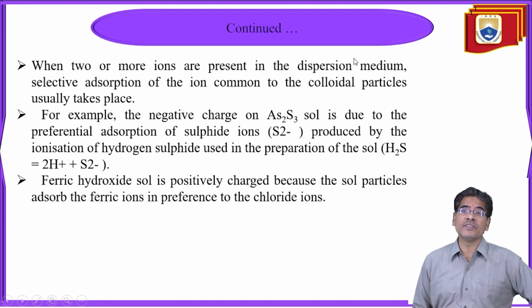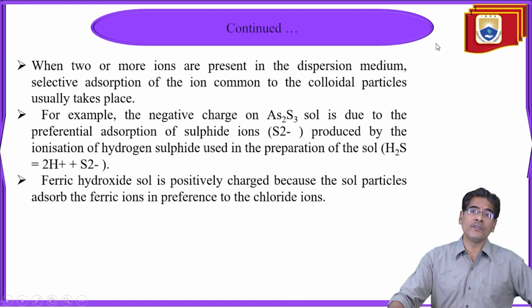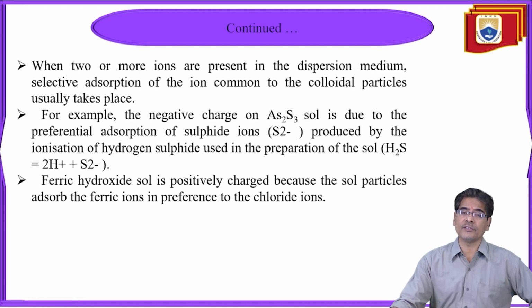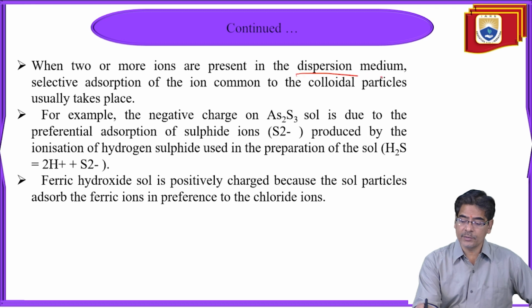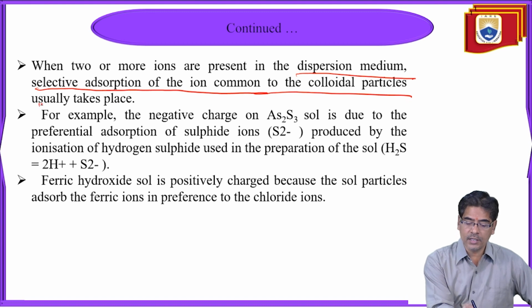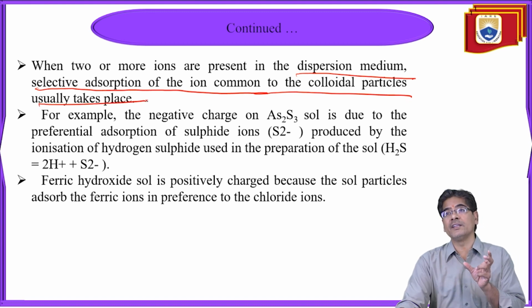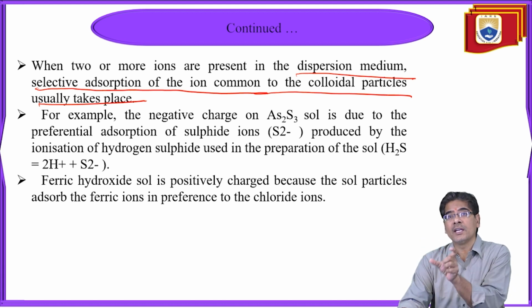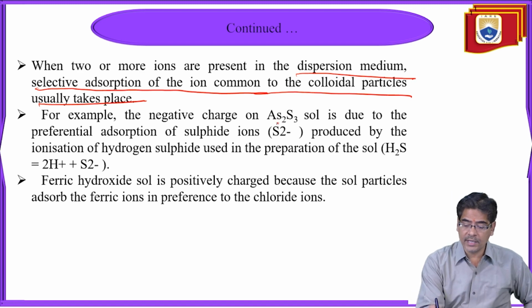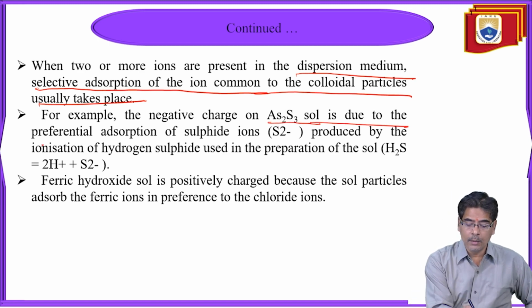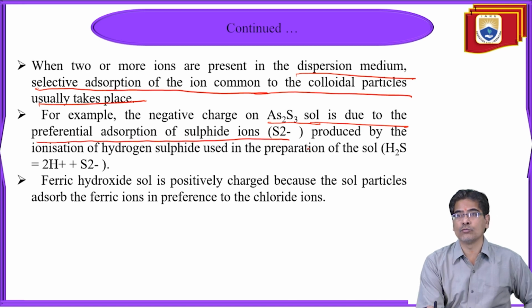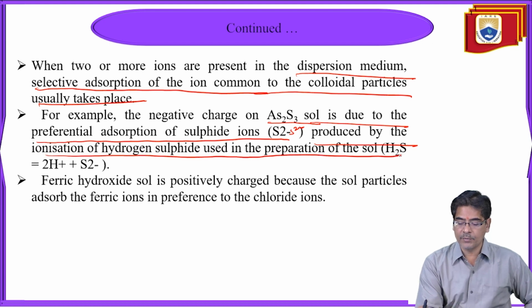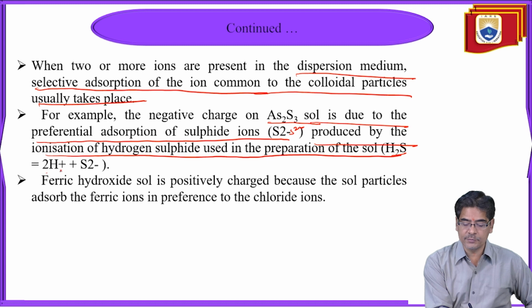When two or more ions are present in the dispersion medium, selective adsorption of the ion common to the colloidal particles usually takes place. For example, the negative charge on As2S3 sol is due to the preferential adsorption of sulfide ions S2- produced by the ionization of hydrogen sulfide used in the preparation, H2S, that is 2H+ and S2-.